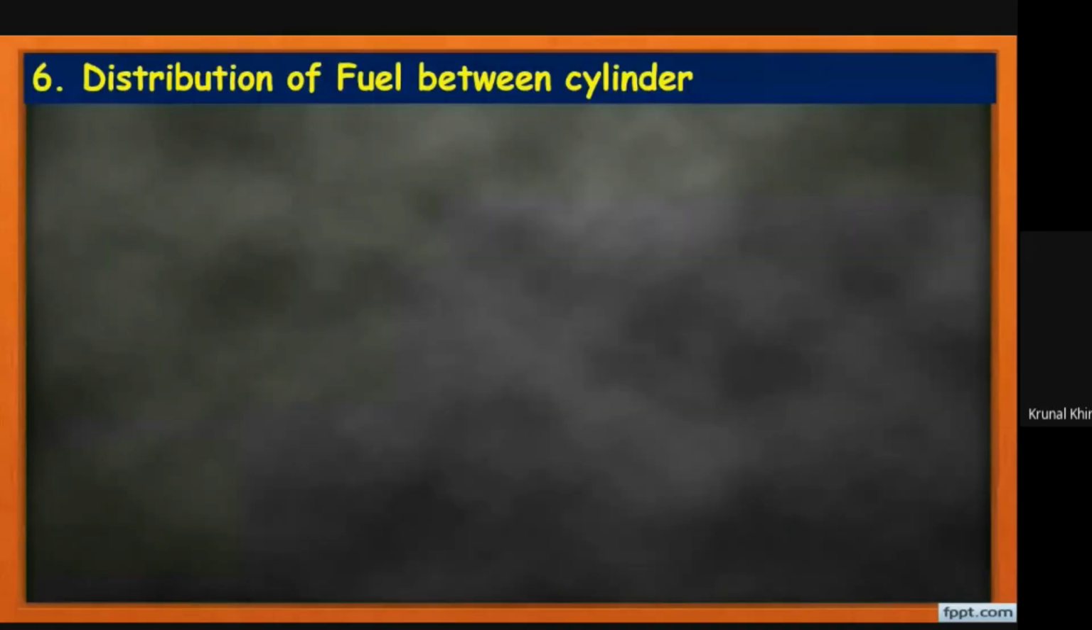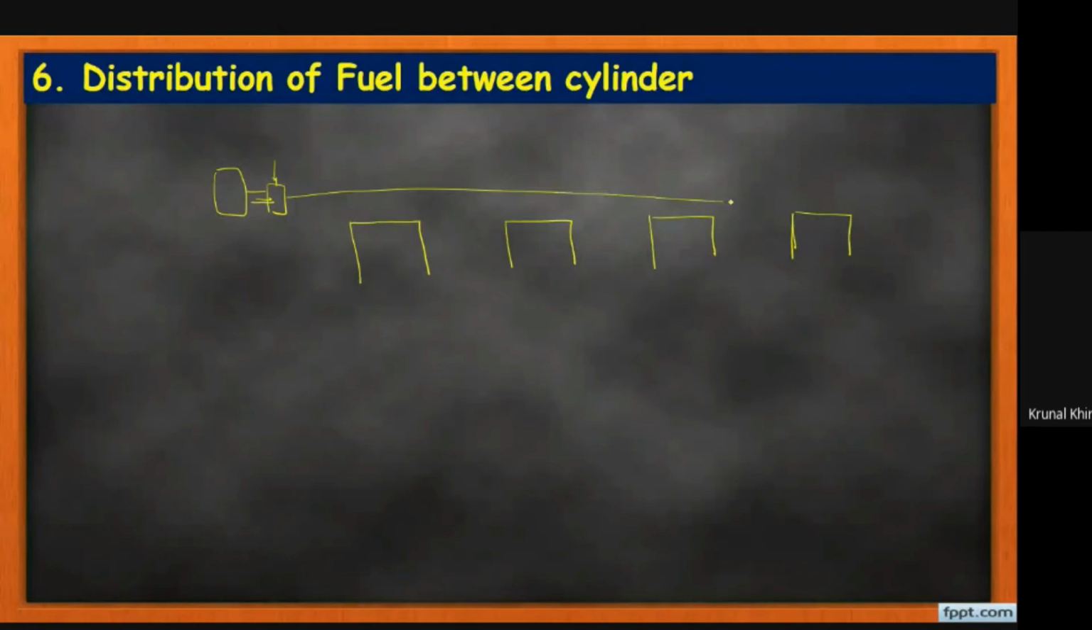Now we are moving towards the distribution of fuel between the cylinders. Students, this is a very important topic. Let us take a multi-cylinder engine, suppose a 4-cylinder engine. Suppose this is my fuel tank, and from that it goes to the carburetor, so air is supplied, fuel is there, then the mixture is supplied to the different cylinders. But in the petrol engine there is a device called a manifold, and from the manifold the fuel is supplied to the different cylinders.